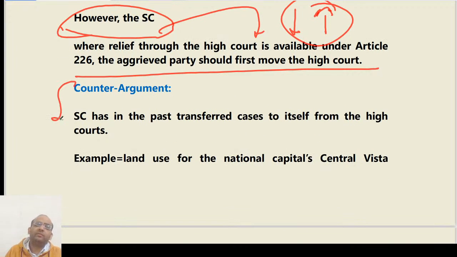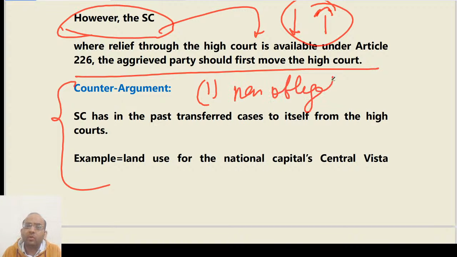Now, what is the criticism of the CJI's view of diminishing the role of the Supreme Court in entertaining Article 32 petitions? First, it is non-obligatory on the part of the High Court to accept or not accept the writ applications. Second, there is a growing accusation that the Supreme Court is just becoming a puppet of the executive. Article 32 contains very essential fundamental rights petitions. It does relate to the life of the citizens.